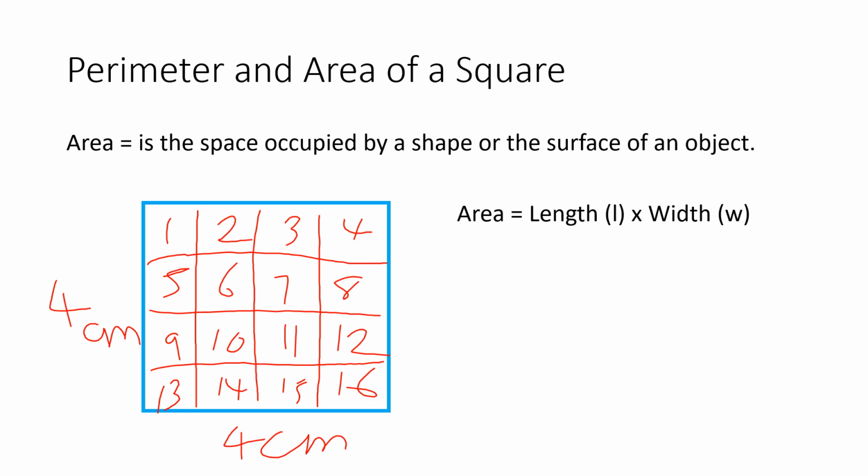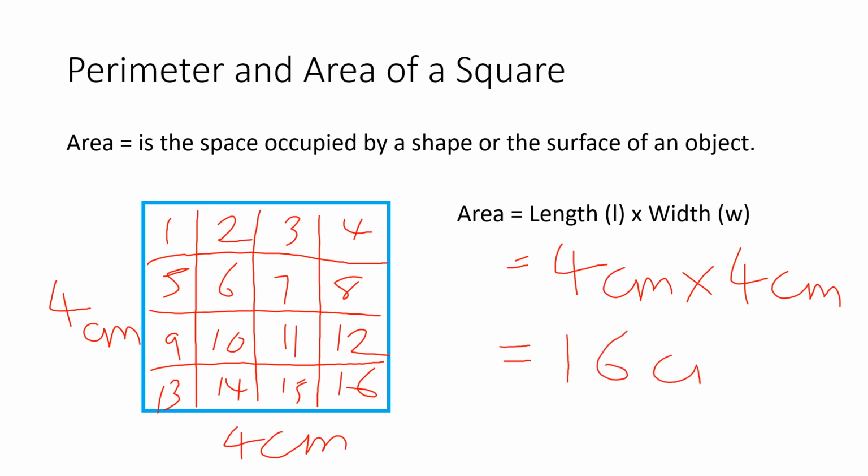So let's do that again. So length is 4 centimeters multiplied by width is 4 centimeters as well, and 4 times 4 is 16. The unit of measurement is centimeters, and we use the squared sign. So the area of this square with a side length of 4 centimeters is 16 centimeters squared.